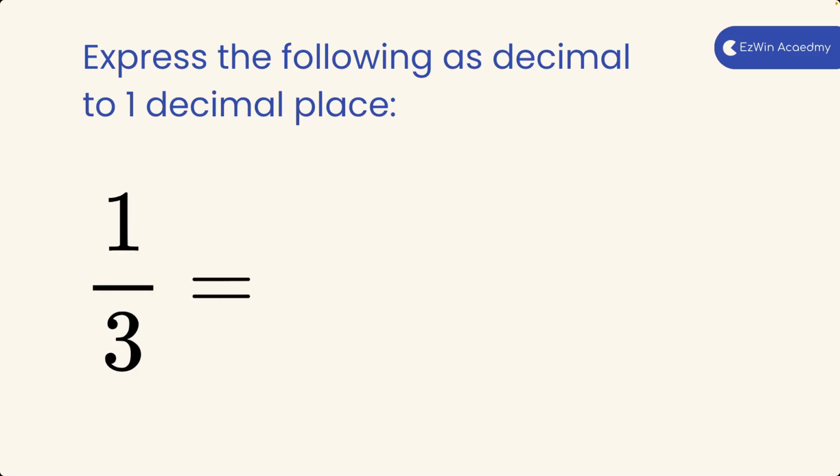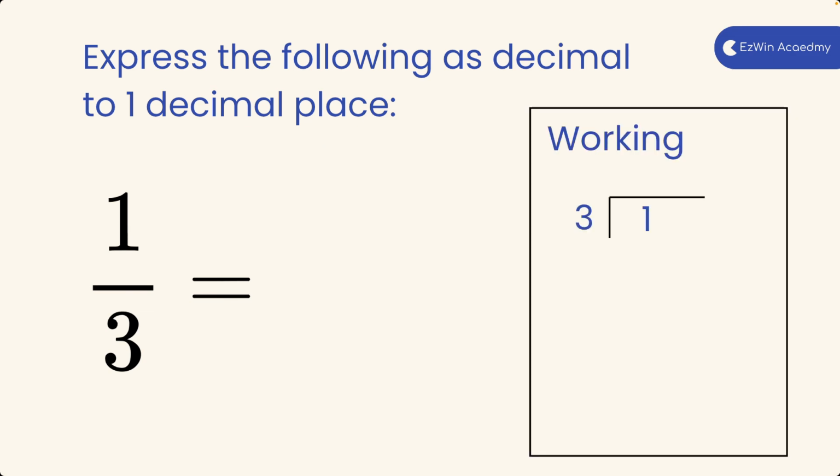Now it's going to get a little bit tough. Express the following, the fraction 1 over 3, as a decimal to 1 decimal place. So pause this video to try it on your own, and if you are done, you can unpause the video. So let's go through the workings and the answer. So the working will look something like this.